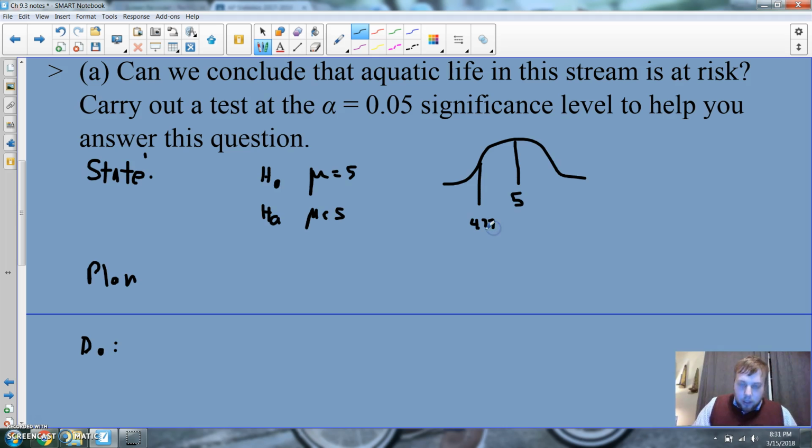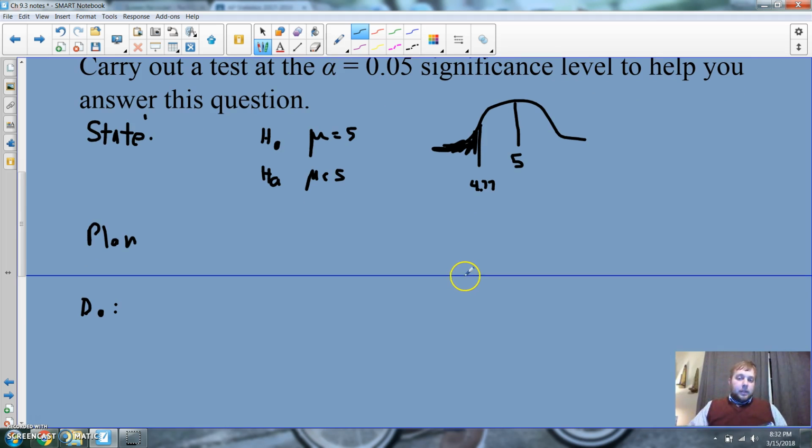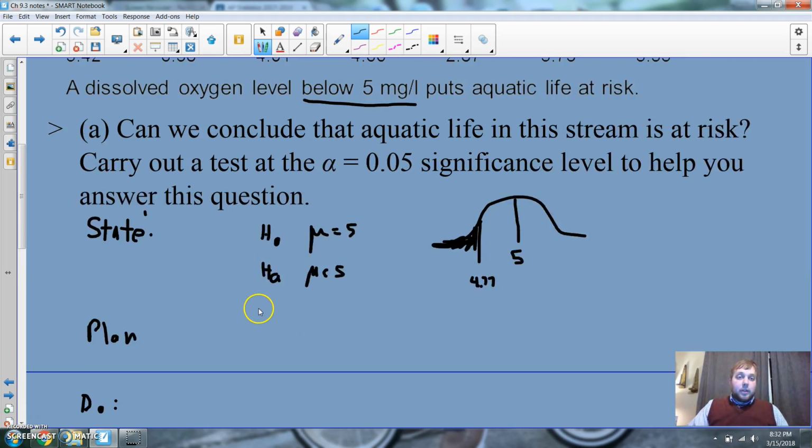4.77. Alright, now I want to know the probability of getting that result or less. So 4.77 is what I got. Is it dangerous, or was this just a fluke accident? Are all the fish going to die? Well, I don't know if the fish are going to die. So we're going to see if this is just a fluke accident and it's actually around 5, or if we've got to empty the stream.